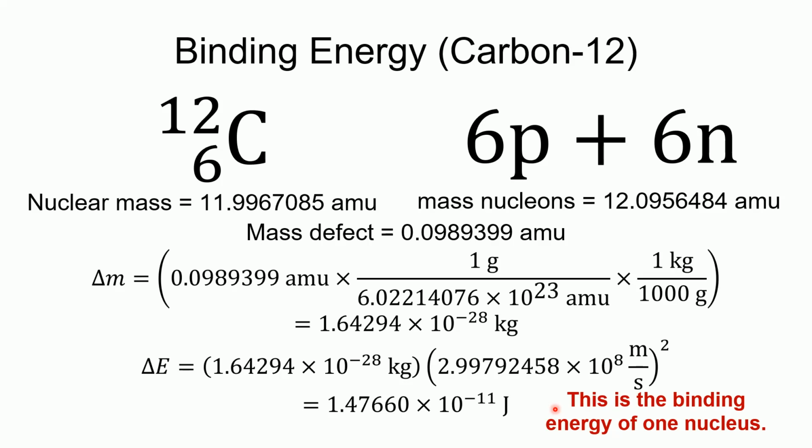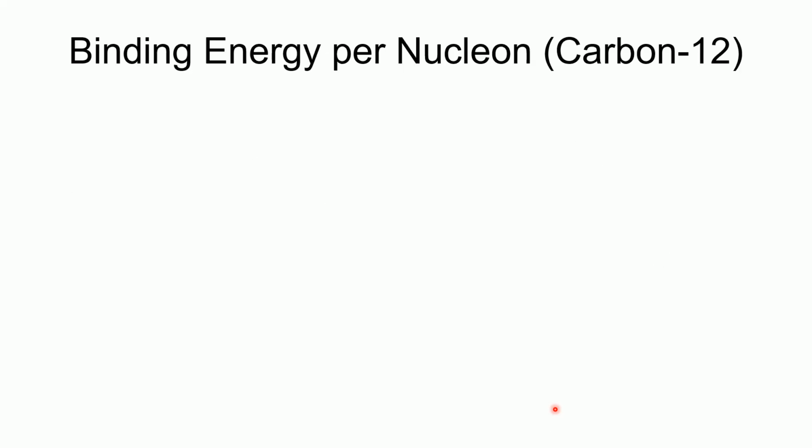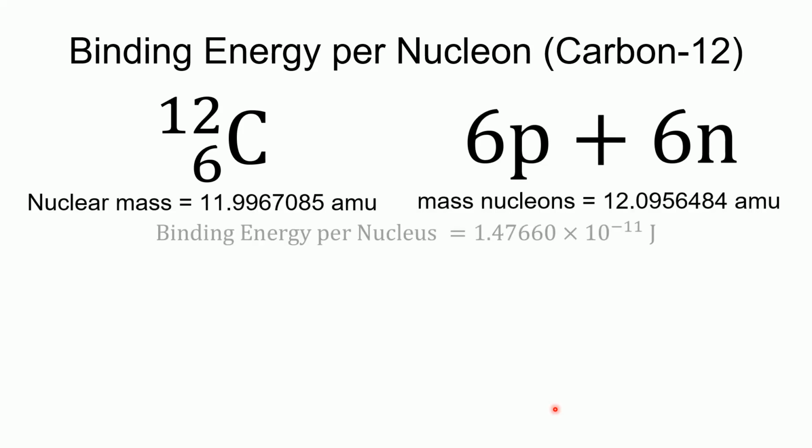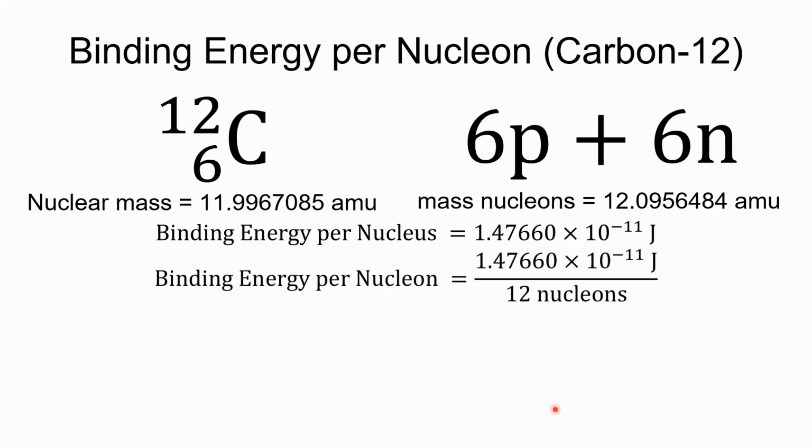So now what we want to do is we'll take that 1.47660. We want to get the binding energy per nucleon. So the binding energy per nucleon, this is an easy calculation. We just take that binding energy that we just calculated, the binding energy per nucleus, and we want to divide by the number of nucleons.